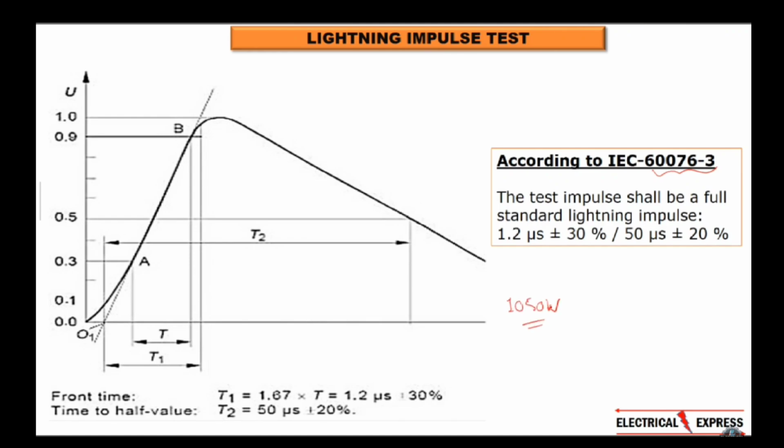But how do we apply this 1050 kV voltage? So this peak is, suppose, 1 unit. This peak of 1050 kV should come in 1.2 microseconds. You can see that this time is T1, which we also call front time.